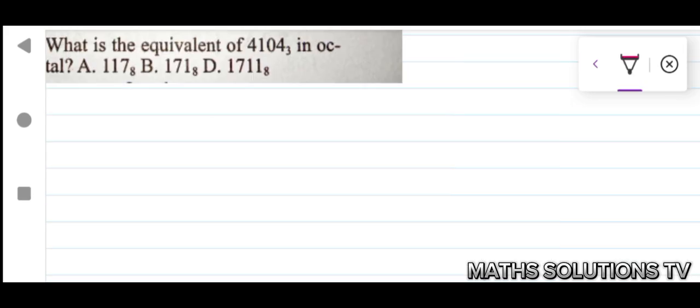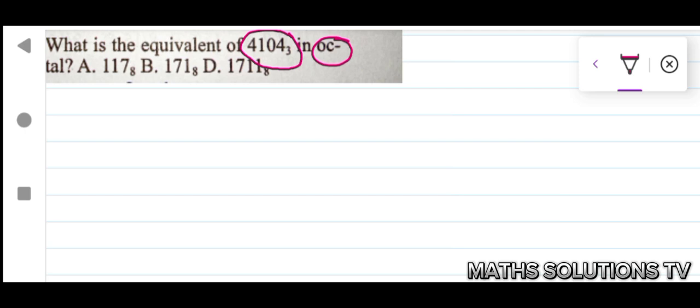Let's see if you are faster than me. The question says, what is the equivalent of 4104 base 3 in octal? Now you have to be very careful in this case. At this point, you are having base 3, right? And then you are having octal.